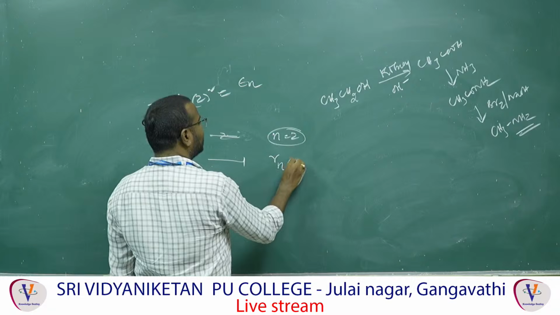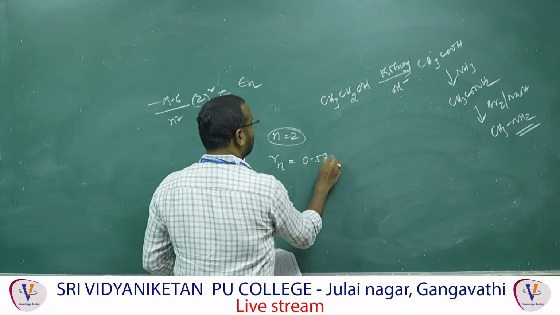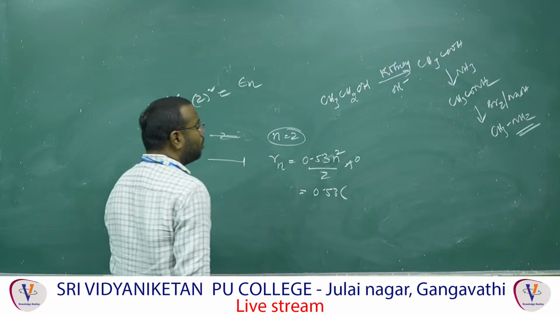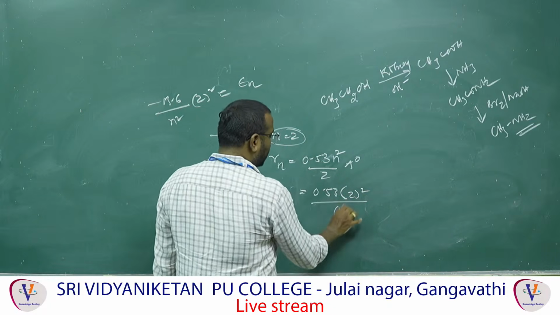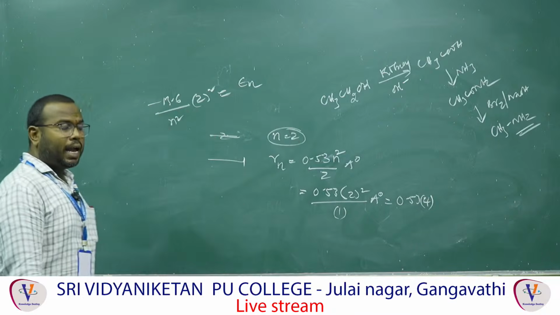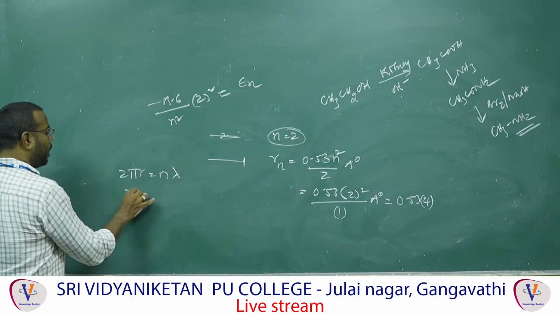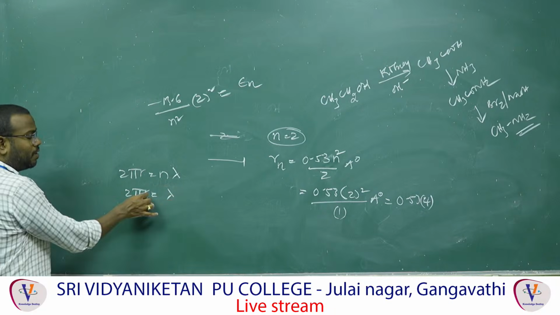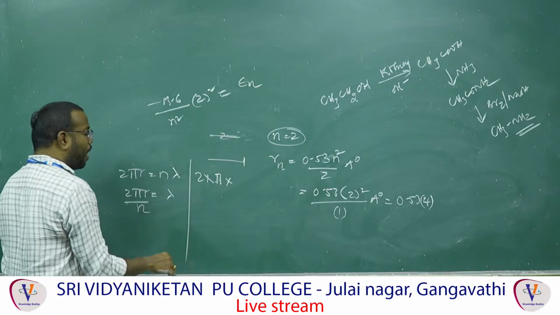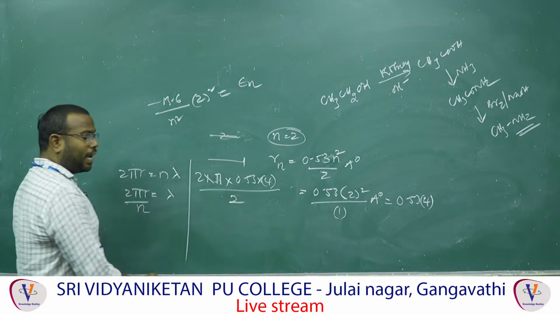In such a case, the radius of the nth orbit is 0.529 n square by Z, or 0.53 as it is given, n square by Z angstroms. So 0.53 into the value of n square, which is 2 square, divided by atomic number 1, angstrom. Let's keep it this way without simplifying it further. And now we have to understand that 2 pi r equals n lambda according to the de Broglie concept. So the lambda value has to be calculated. In place of r, we need to substitute r here. Therefore 2 into pi into r value, 0.53 into 4, divided by the n value, which is 2 again because it's the second orbit.